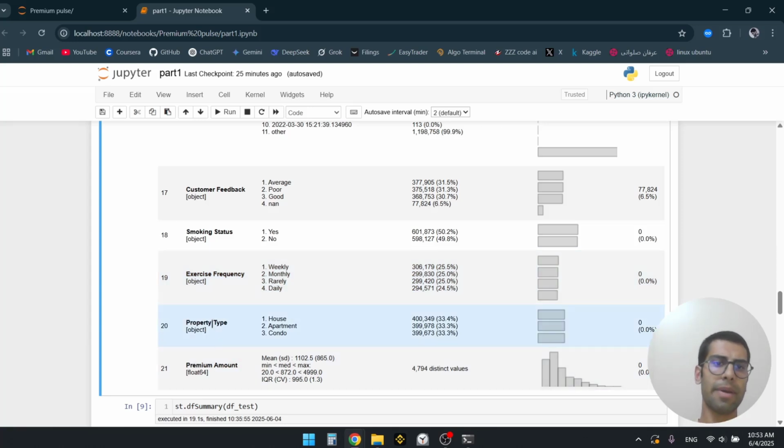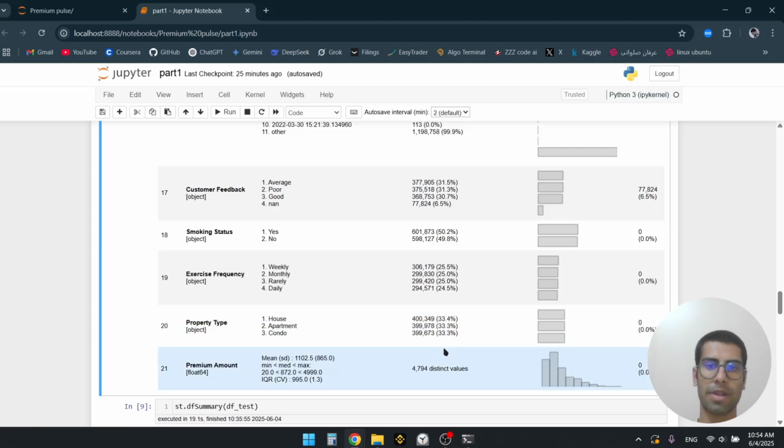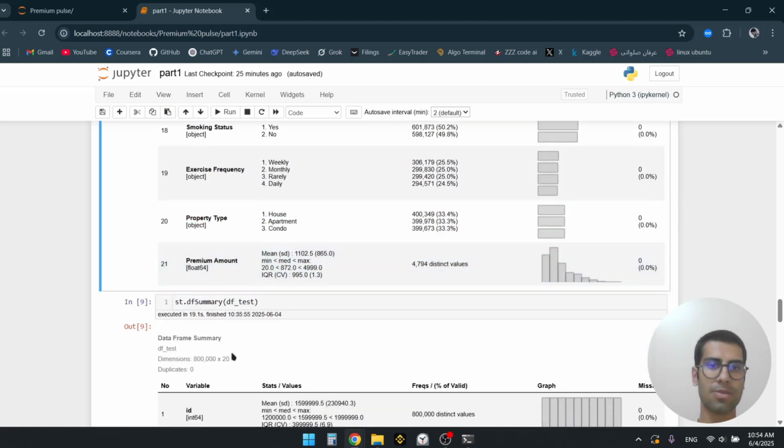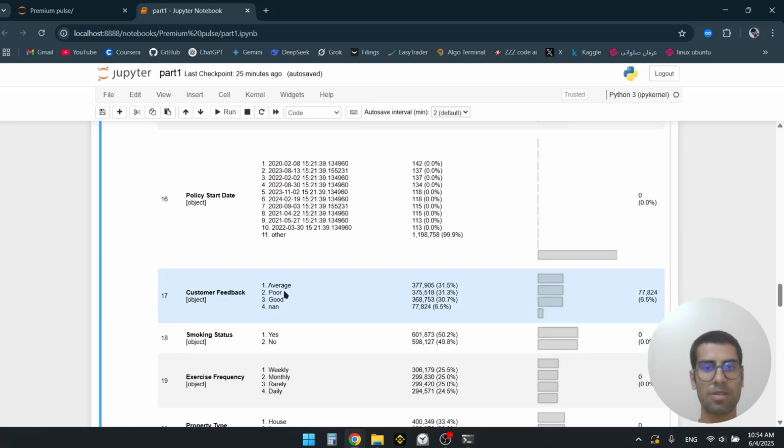Next, property type. We have house, apartment, condo, perfectly balanced, no missing values. And the last one is our target value, the premium amount, which has this mean and this standard deviation, a minimum of 20, and a maximum of nearly 5,000. Yeah, that's it for our training data set.